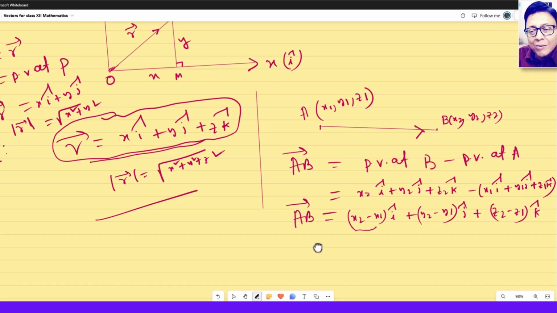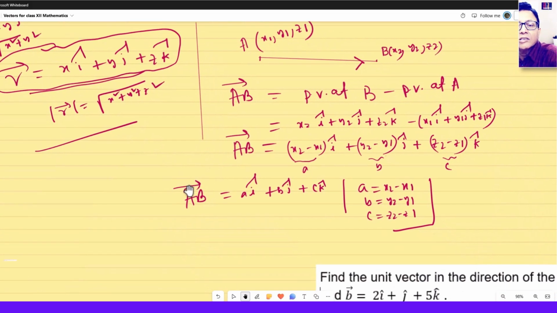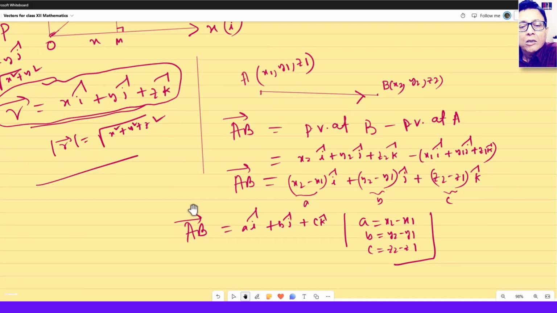If you take this one as a, this one as b, this one as c, then AB vector is going to be a i, b j, c k. a is x2 minus x1, and c is z2 minus z1. Okay, so direction ratios you got: x2 minus x1, y2 minus y1, z2 minus z1.